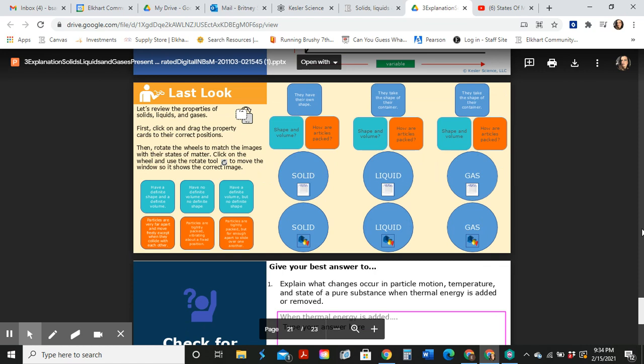With our last look here, we're going to review the properties of solids, liquids, and gases. First, you're going to click and drag the property cards to their correct positions. Then rotate the wheels to match the images to their states of matter. Click on the wheel and use the tool to move the window so it shows the correct image.